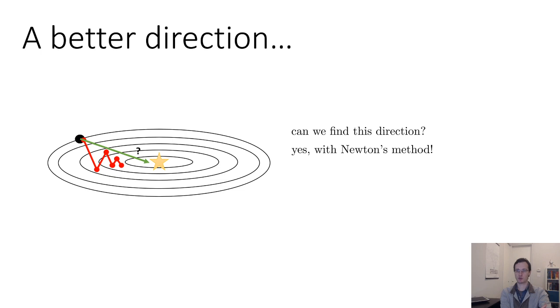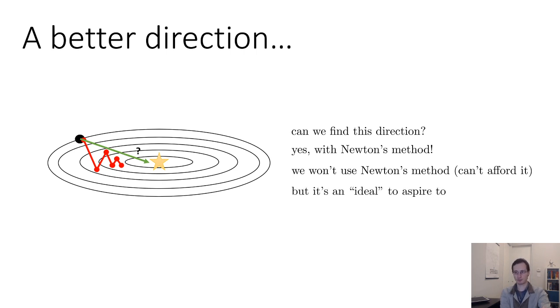Newton's method is a more sophisticated optimization algorithm than gradient descent. Now, we won't actually use Newton's method when we train neural networks, because Newton's method for neural networks is very, very expensive. We can't afford it. It requires too much computation. But you can think of it as a kind of ideal to aspire to.